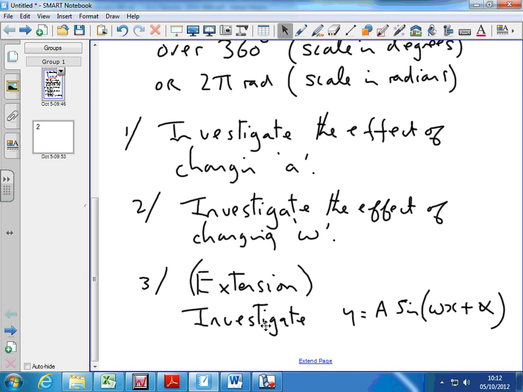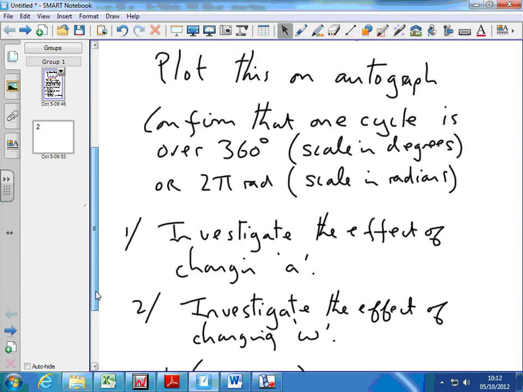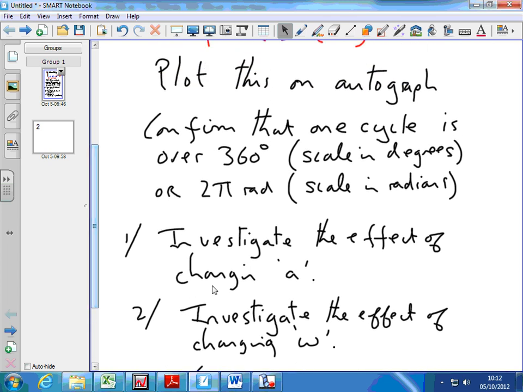As an extension, add this term alpha to the bracket and see what effect that has on the function. Not something you're going to be asked to investigate for the assignment, which is why it's an extension activity, but it's the last thing that we put into the wave function. So actually this here is the wave function as used in engineering. So the alpha does appear in there. So if I can just give you 5 or 10 minutes, maybe a quarter of an hour or so, just to investigate the effect of changing A and W.